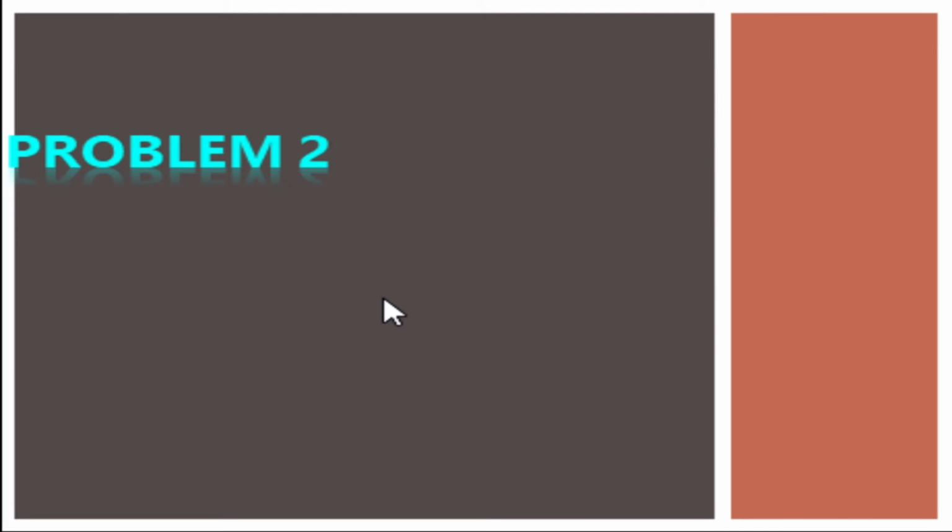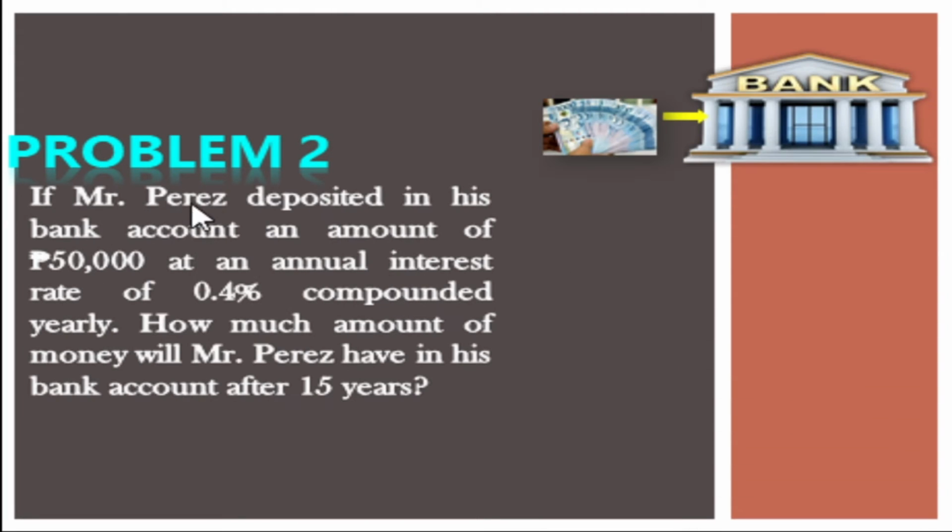In the second problem, if Mr. Perez deposited in his bank account an amount of 50,000 pesos at an annual rate of 0.4% compounded yearly, how much amount of money will Mr. Perez have in his bank account after 15 years? So in this problem, how much money did Mr. Perez deposit in his bank account?